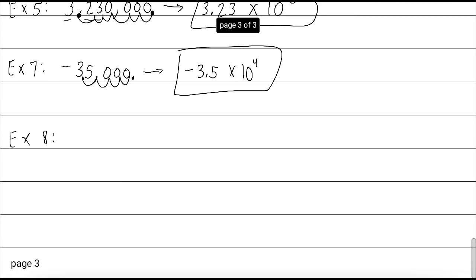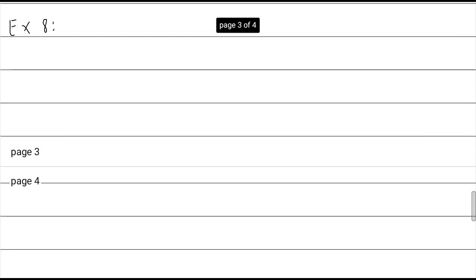Okay, let me scroll on down. Example 8, we have 0.000367. Okay, there's my decimal this time. This is a small number, right? So I'm expecting a negative exponent here. Okay, what are the non-zero digits, right? So I'm ignoring all these zeros until I hit my first number that's not a 0. That's a 3. And then the numbers that come after it. So that would be 3.67 times 10.